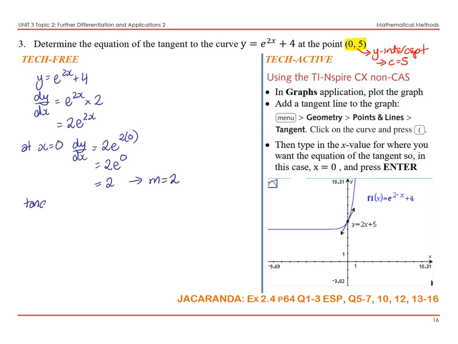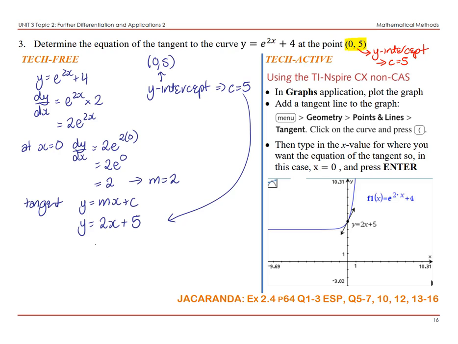My tangent: y equals mx plus c, y equals 2x, and because I mentioned it at the beginning with the 0, 5, realizing that that was my y-intercept, I'm just writing it here. So c is 5. I can plug that straight in. So therefore, equation of the tangent is y equals 2x plus 5.